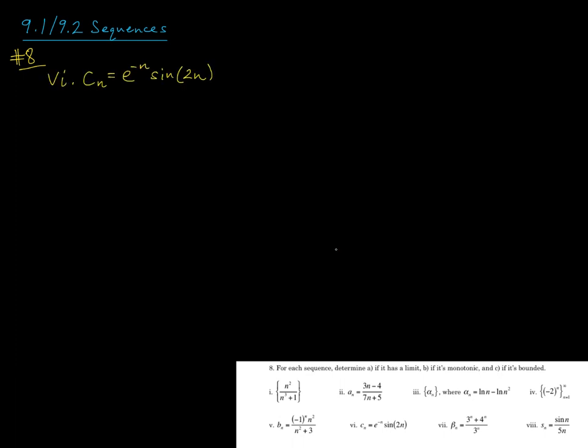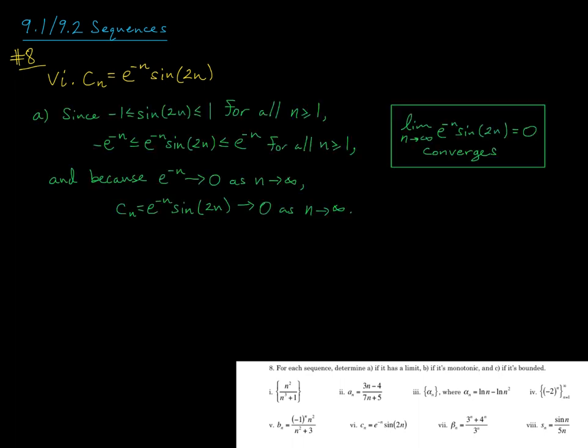And so here we have the sequence c sub n is e to the -n times the sine of 2n. All right, so does this thing have a limit? It does. This is going to be a squeeze theorem argument. First note that the sine of 2n is always between -1 and 1, for all n greater than or equal to 1. So if I multiply each one of these expressions by e to the -n, that implies that negative e to the -n is less than or equal to e to the -n times the sine of 2n, which is then less than or equal to positive e to the -n.